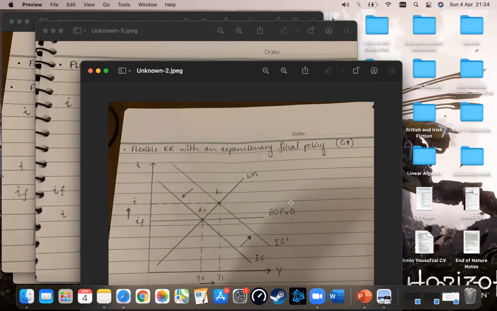So to sum it all up, in the case of a flexible exchange rate, our expansionary fiscal policy is ineffective, whereas in the case of a fixed exchange rate, it is effective. But an expansionary monetary policy is rendered ineffective in a fixed exchange rate, but effective in a flexible exchange rate.